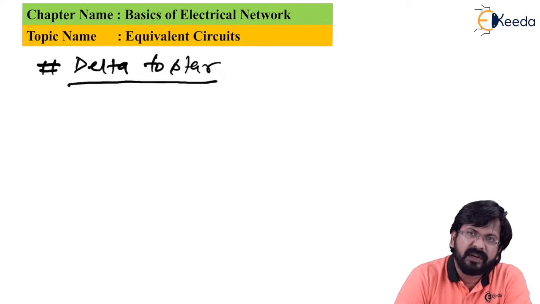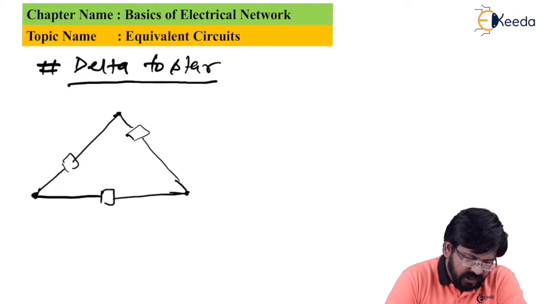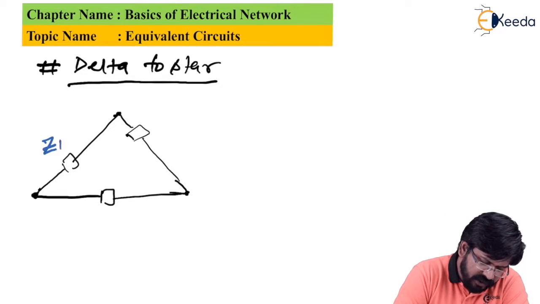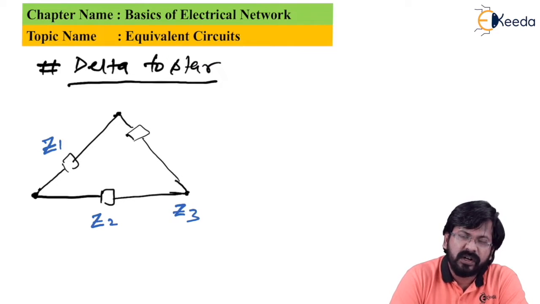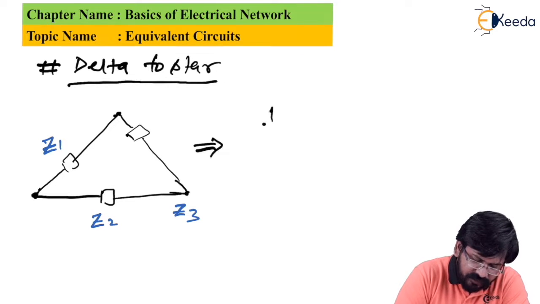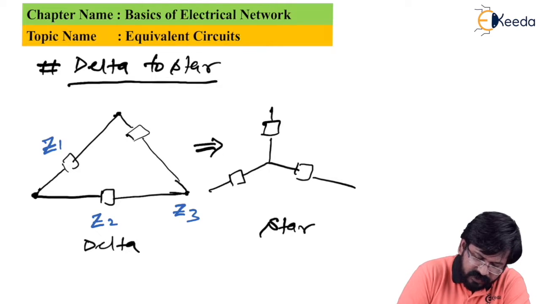First of all, we will start with delta to star. Please remember, the triangle that I have drawn over here is called a delta connection. Assuming the value of this as Z1, Z2 and Z3. Let us assume that I have to convert it into a star connection. The star connection looks like a Y connection. So this is called delta. This is called the respective star.